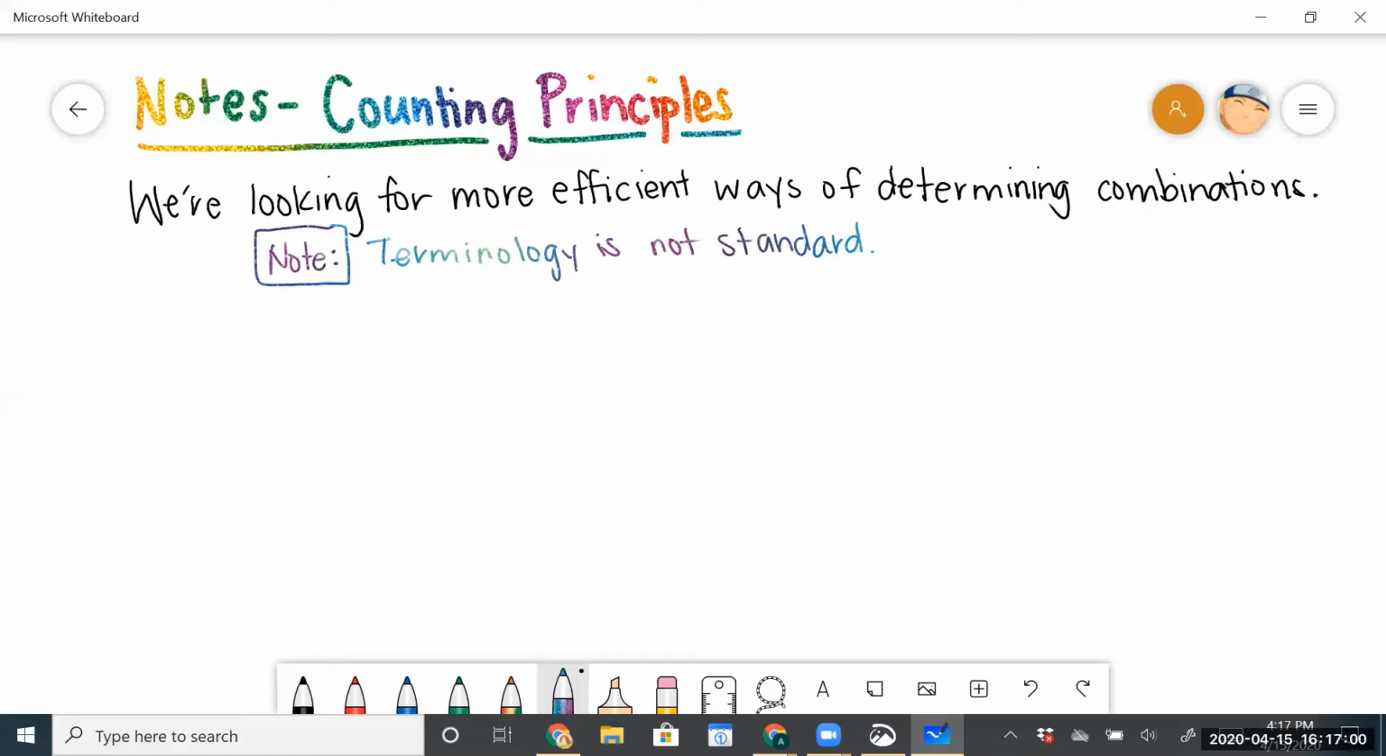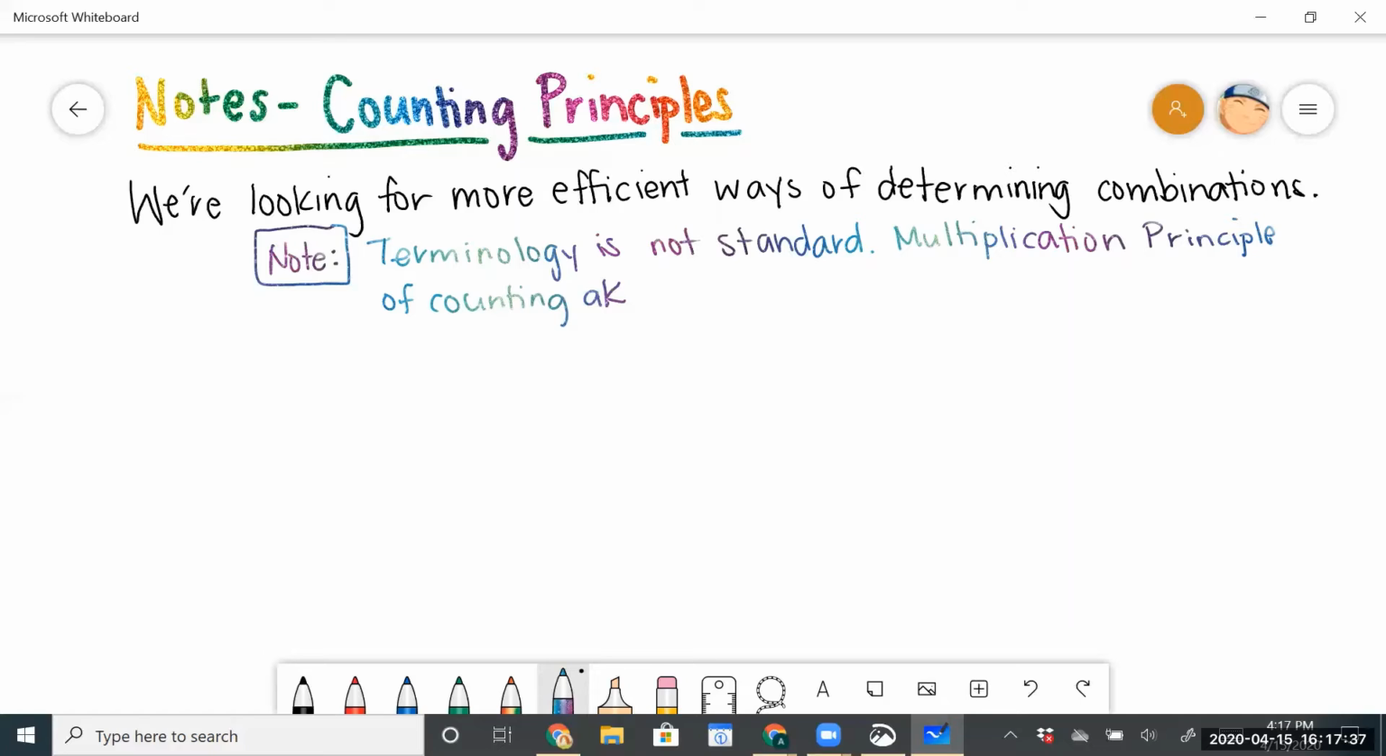Okay, well, they use many different names. Our multiplication principle of counting, which we're going to start with, is often referred to as the fundamental principle of counting.